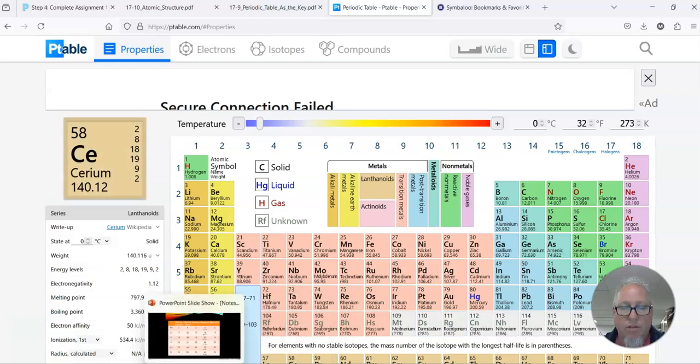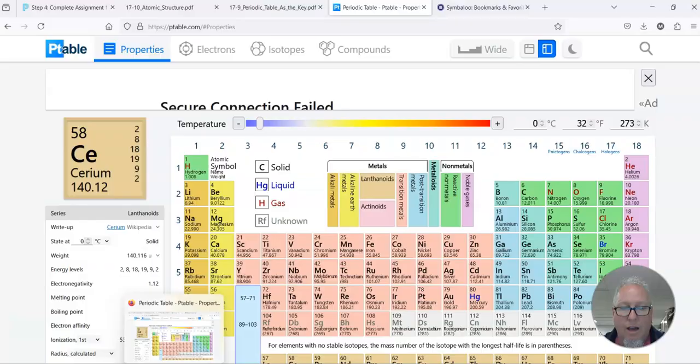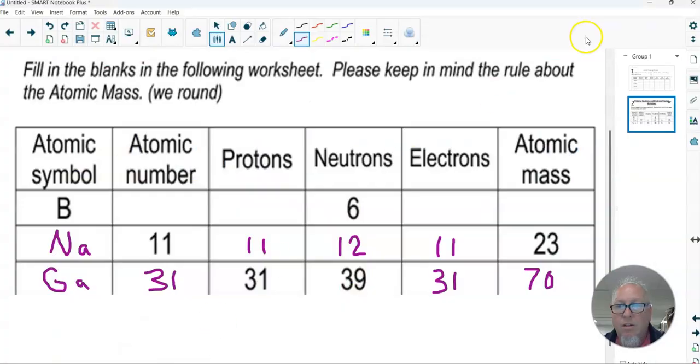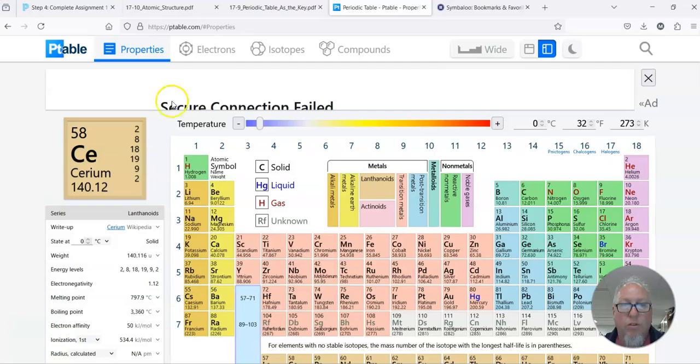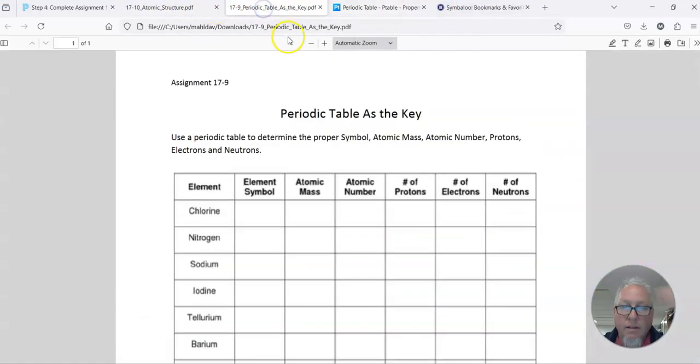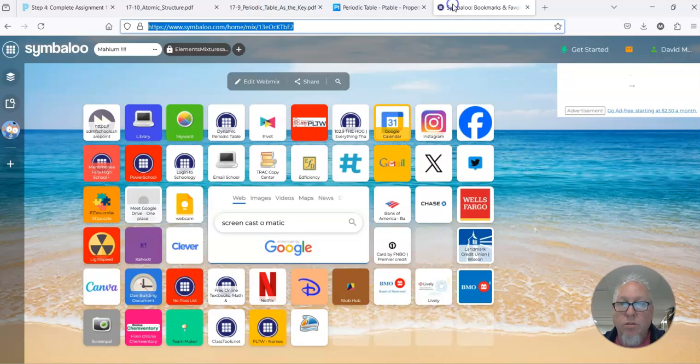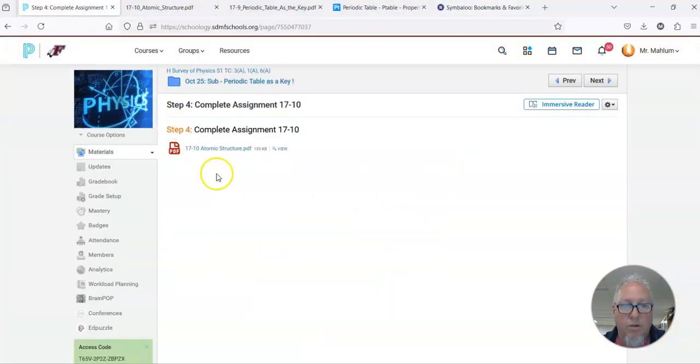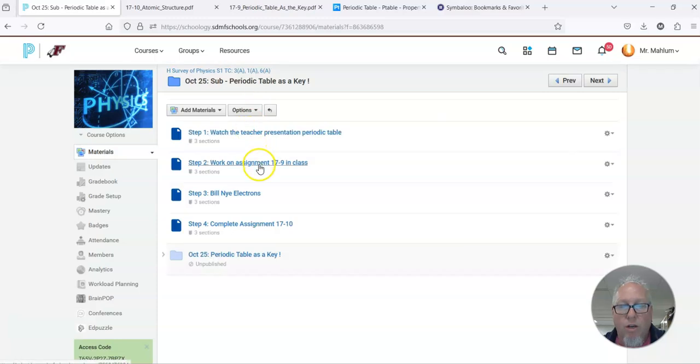So there's a little preview of what you're doing today via the lesson overall. I'm going to go back onto the assignment. There we go, the assignment. So make sure that you get that homework completed. Do 17-9, watch the Bill Nye on electrons, do 17-10. You can really do them in any order. Make sure all of those things get done.